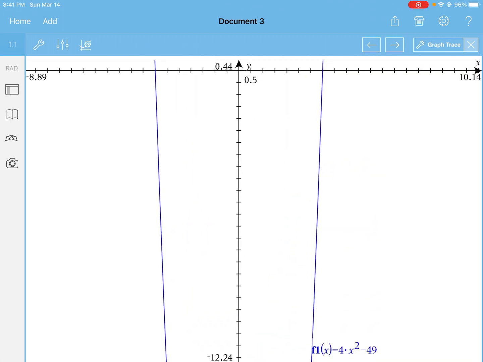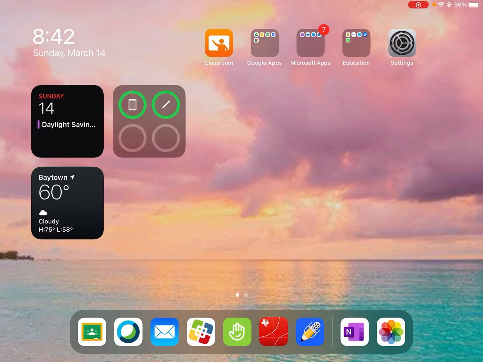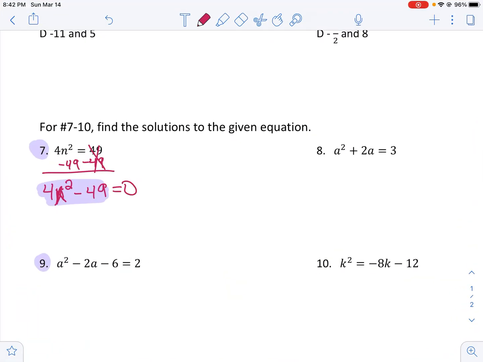notice how low it goes down. There it goes. So one 0 is negative 3.5. The second 0 is positive 3.5. So you can use n or x, it doesn't matter. So n equals negative 3.5 and positive 3.5.